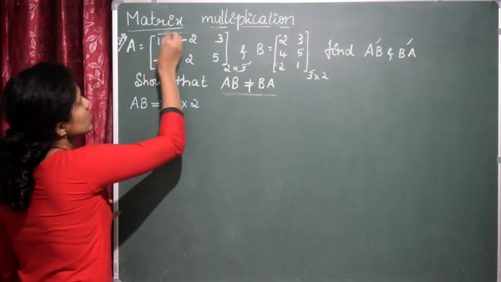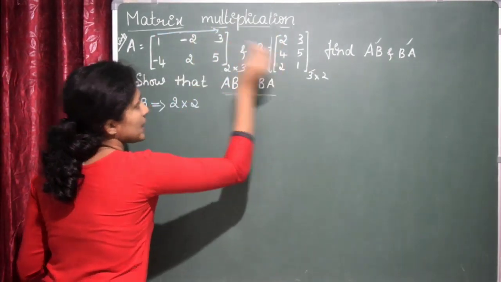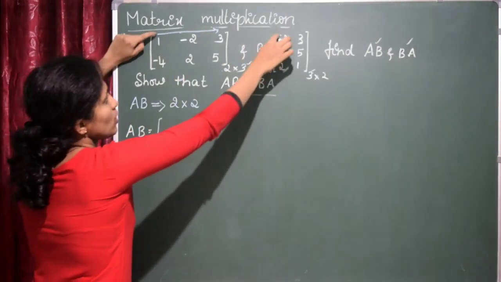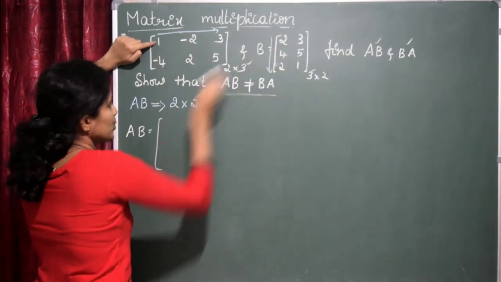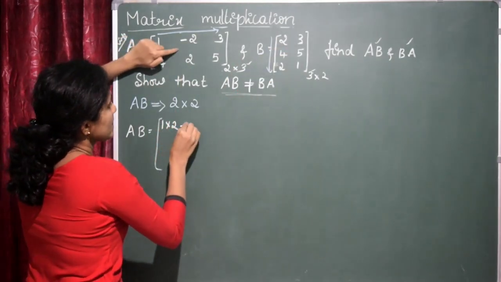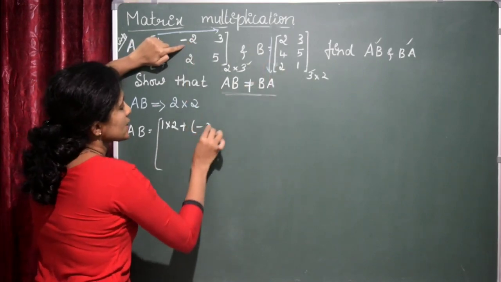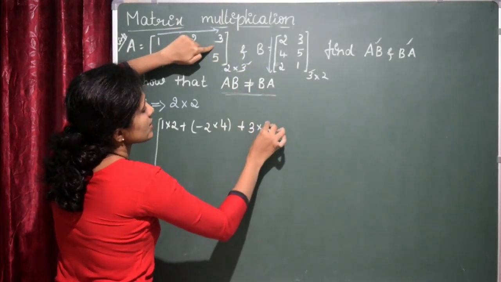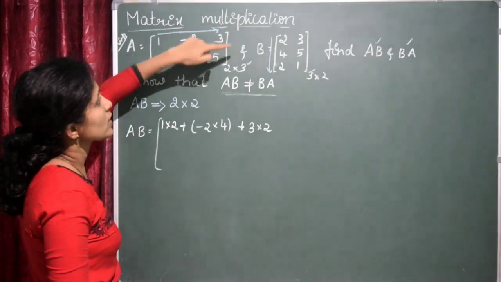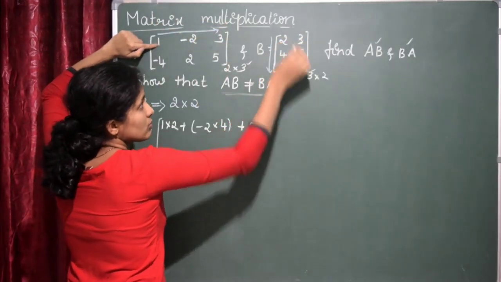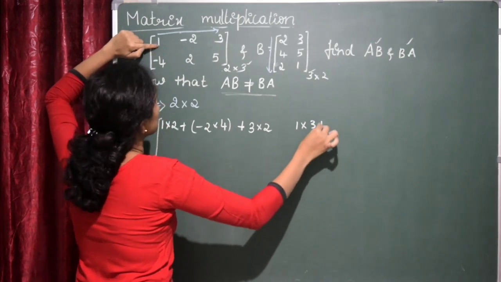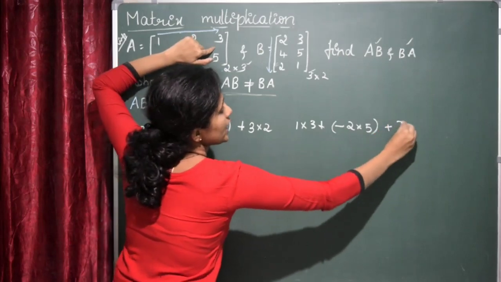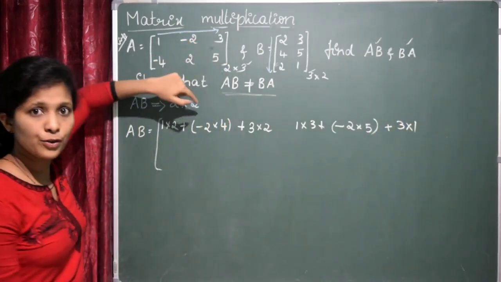Now we'll multiply. So this is a matrix A and this is a matrix B. So AB will be equal to now. First row, first column, that will be 1 into 2. First element: 1 into 2 plus minus 2 into 4 plus 3 into 2. Is it clear? This is the first element. Second element, first row, second column, that is 1 into 3 plus minus 2 into 5 plus 3 into 1. Is it clear? First element and the second element.